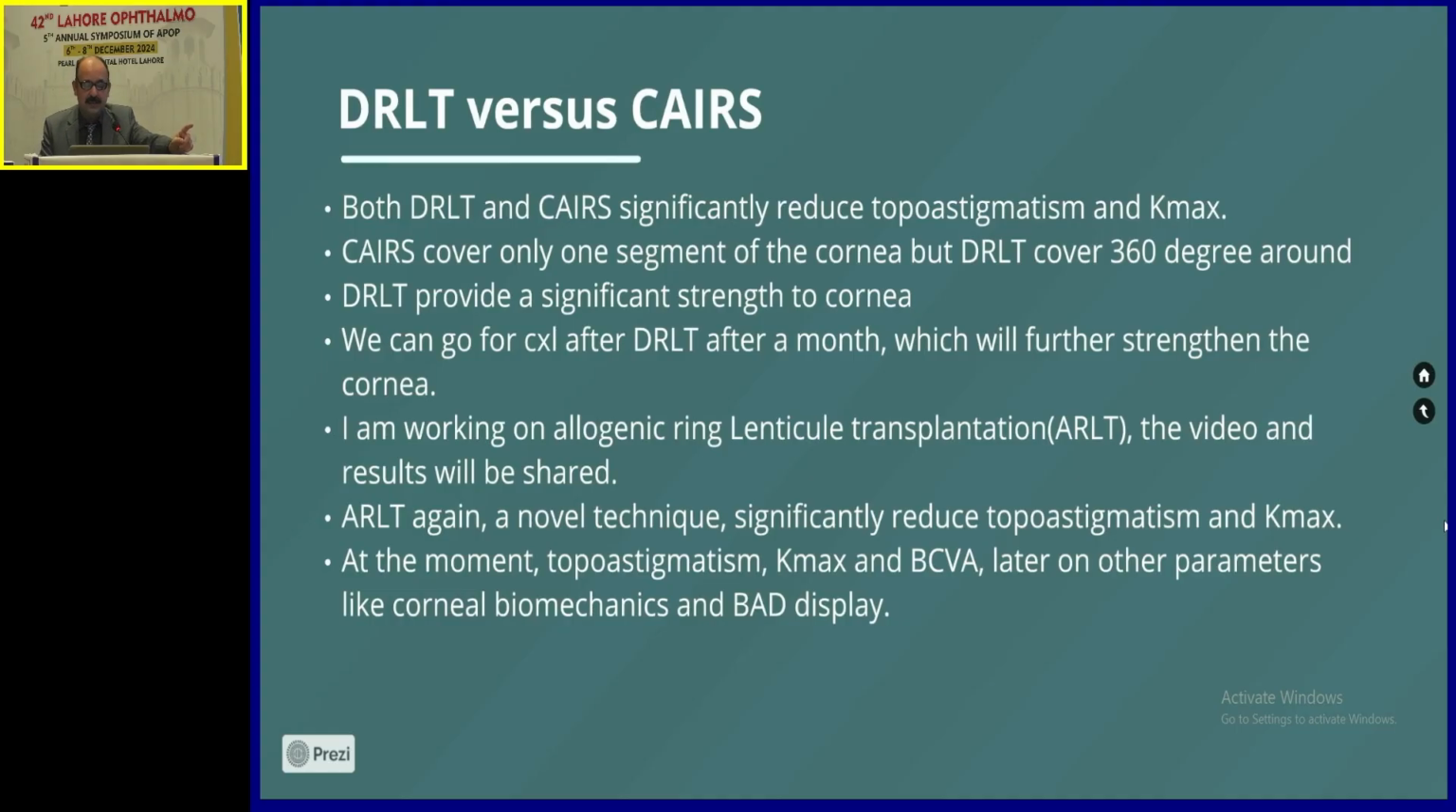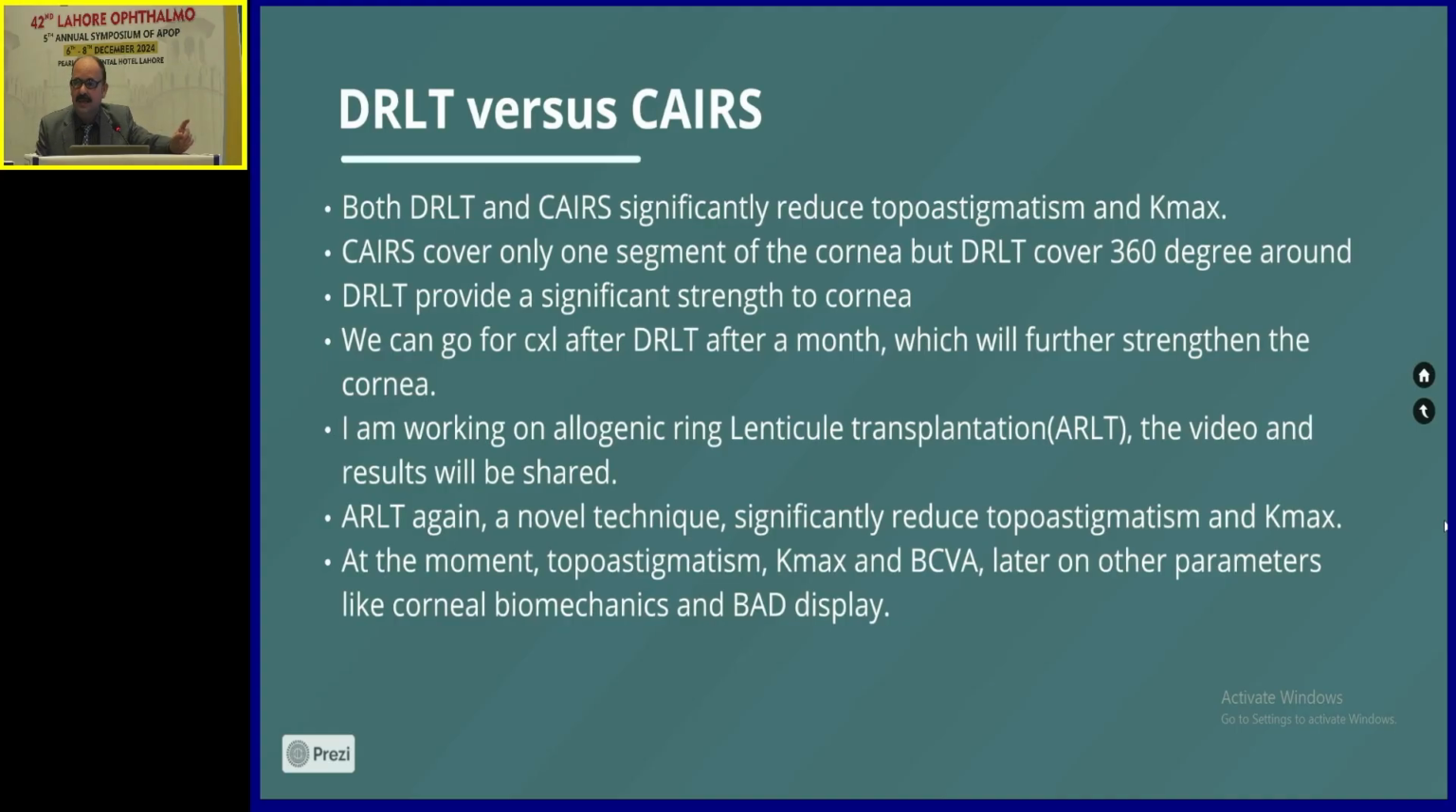DRLT provides significant strength to the cornea. You will all see this in the video. We can go for CXL after DRLT, after a month, which will further strengthen the cornea and further slow or stop the progression of the keratoconus.